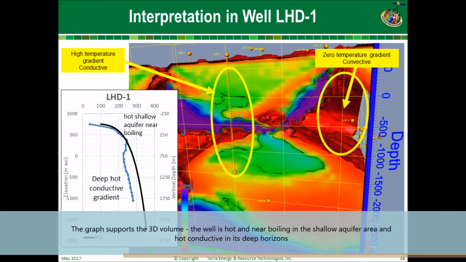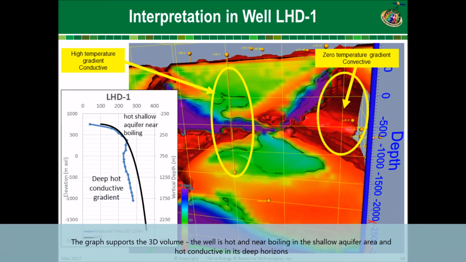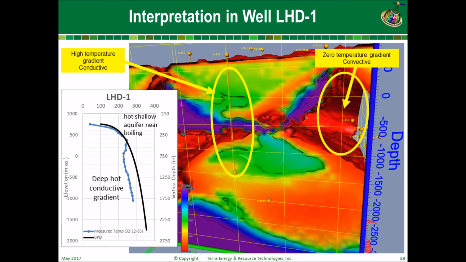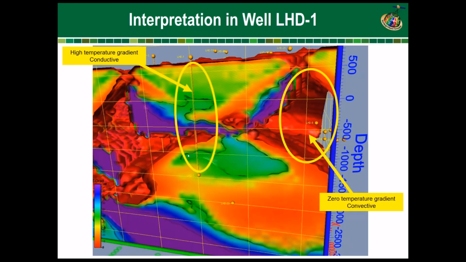The graph on the left totally supports the 3D volume. The well is hot and near boiling in the shallow aquifer area and hot conductive in its deep horizons. Let's summarize. High temperature gradient, conductive versus zero temperature gradient, convective.